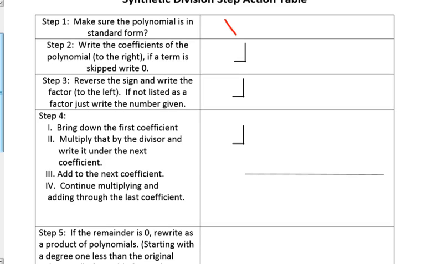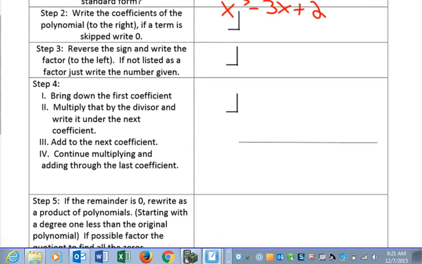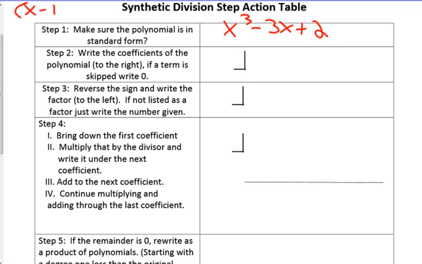Okay, so if it's written in standard form, we're going to write it here in the box. x cubed minus 3x plus 2. And what was the factor that they gave me? x minus 1. That's not part of your polynomial. That's the factor. Okay. Good question. Is there a term that's skipped? What term is skipped? x squared. Look. x cubed, x. There's no x squared. And then there's an x and there's a constant. That's what this means, okay?